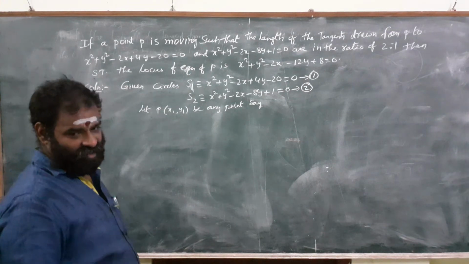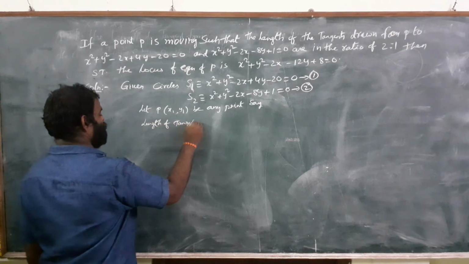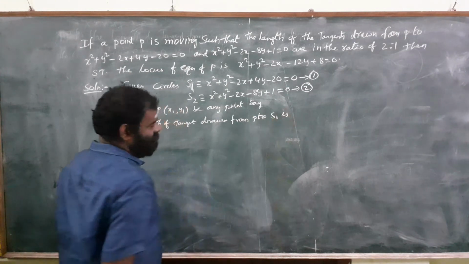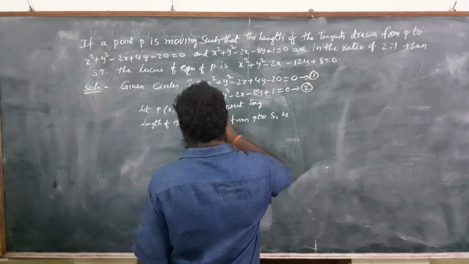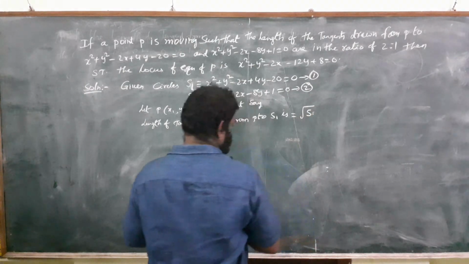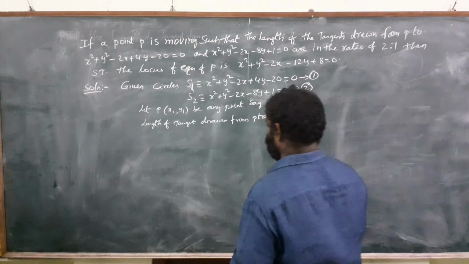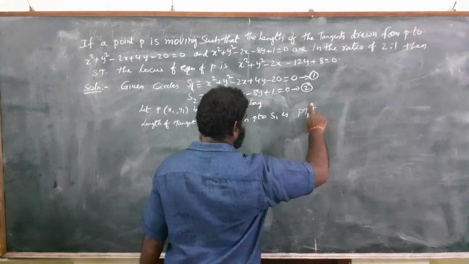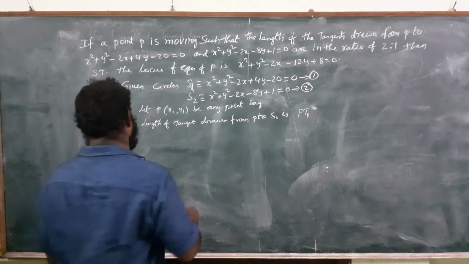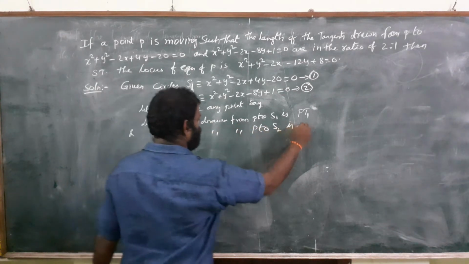Then what do they tell us? The length of the tangent drawn from P to S1 is PT1, and the length of the tangent drawn from P to S2 is PT2.